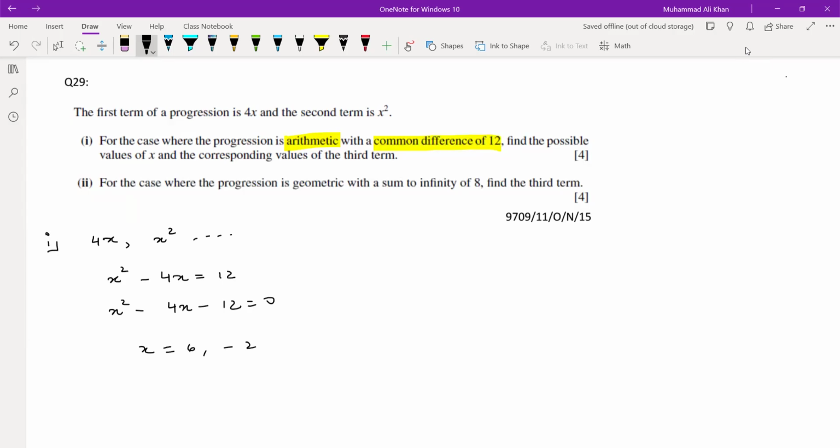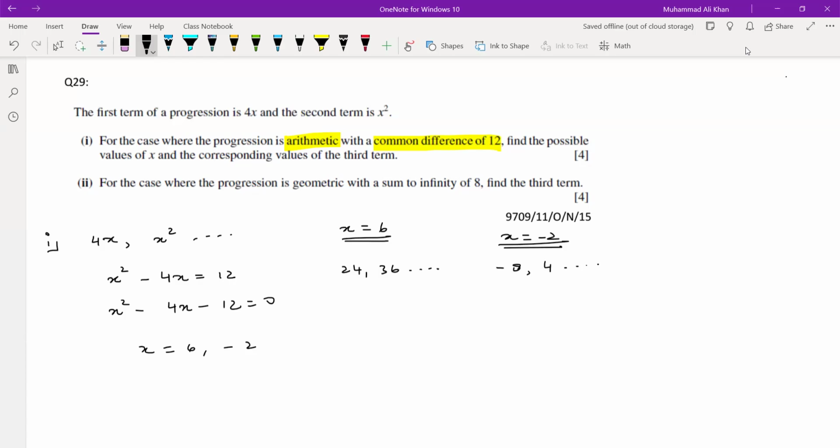minus 2. अब आप देखिए, for the case where the progression is arithmetic with a common difference 12, find the possible values of x. Both values are possible. So now, according to this, if x is 6, then the arithmetic progression will be 24, 36, and so on. And if x is minus 2, then the arithmetic progression will be minus 8, 4, and so on.